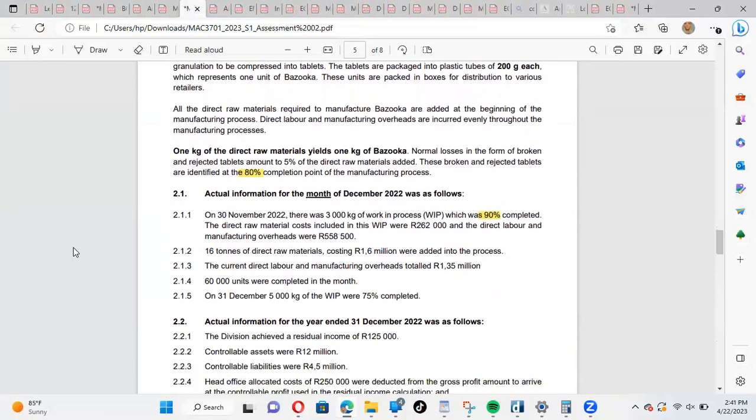Right, so now we need to see the costs. At the end of the day, we are using the weighted cost method. So on the 30th of November, we had 3,000 of work in progress, and the direct raw materials included there was 262, and then direct labor and manufacturing overheads, which is the conversion, was at 558,500. And then from there, the direct material that was added was 1.6, and then the direct labor and manufacturing overheads amounted to that.